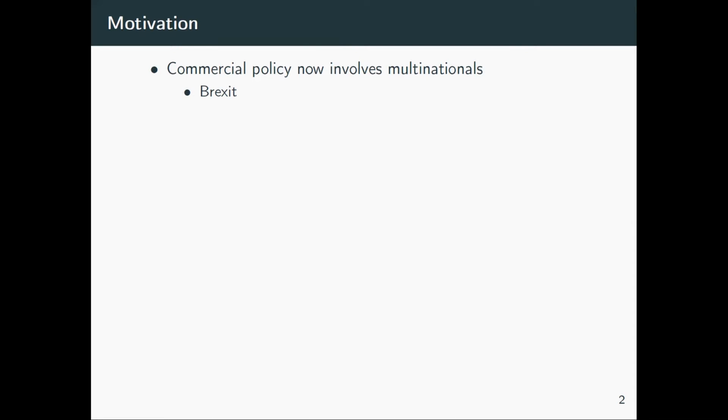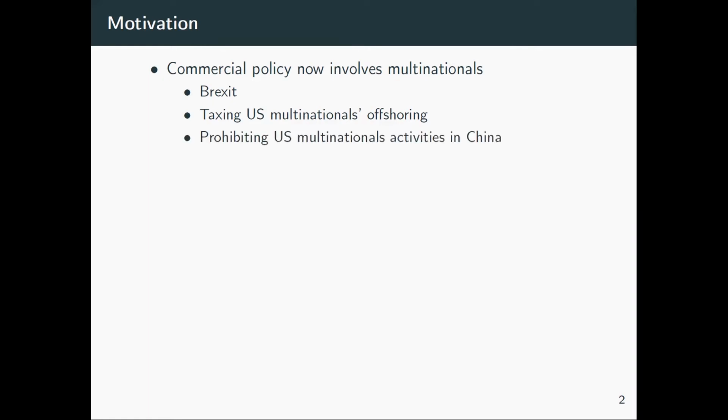Other examples are from the US. Joe Biden, the current president-elect, proposed a surtax on multinationals' offshoring. He proposed to raise a tax on US multinationals if they produce abroad and sell their product back to the US. Donald Trump suggested a more extreme policy. He claimed that he has legal authority to prohibit the activities of US multinationals in China.